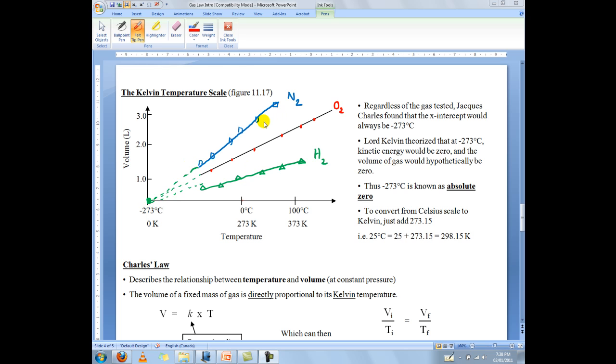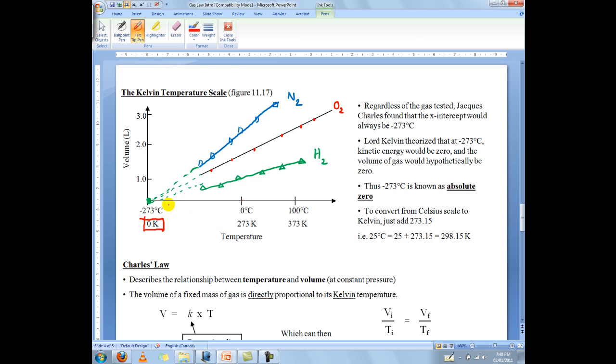Now Lord Kelvin took a look at this data and said, well, at this point the volume of the gas should be zero. You can't have a negative volume, so that means you can't get any colder than this. So he decided this number, minus 273 degrees Celsius, would be the starting point for a whole new temperature scale, a scale he would name after himself called the Kelvin scale. While the Celsius scale starts all the way over here and is allowed to have negative numbers, the Kelvin scale is an absolute scale, meaning that there are no negative numbers. It starts off from zero.